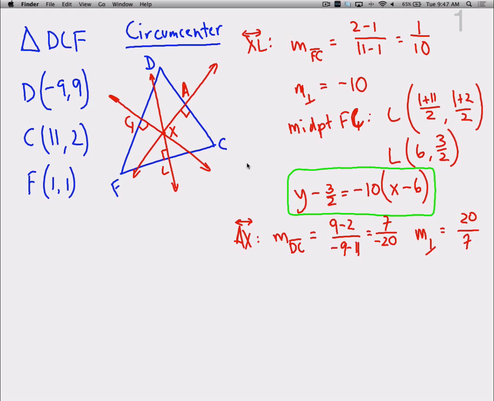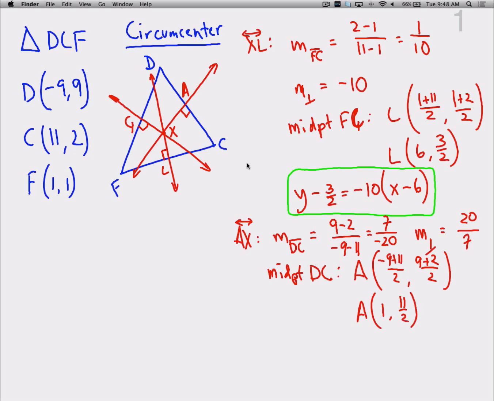Okay, what do I do next? Find the A, that's the midpoint of DC. Yeah, so we're finding the midpoint of DC, which we're calling A. And that would be negative 9 plus 11 over 2, comma, 9 plus 2 divided by 2. So A would be at 1, comma, 11 halves. Oh boy.